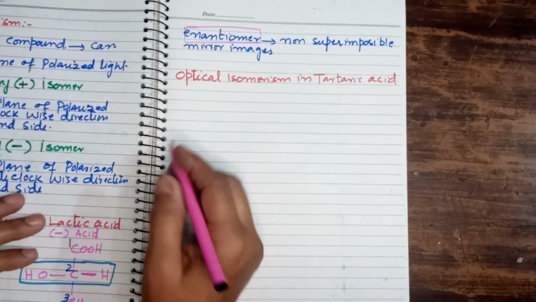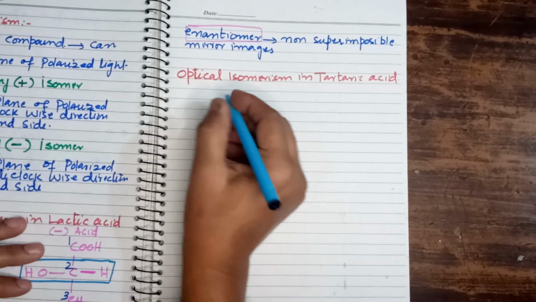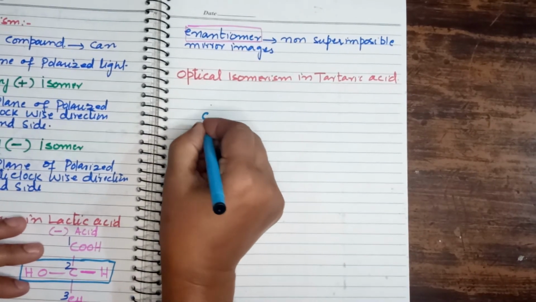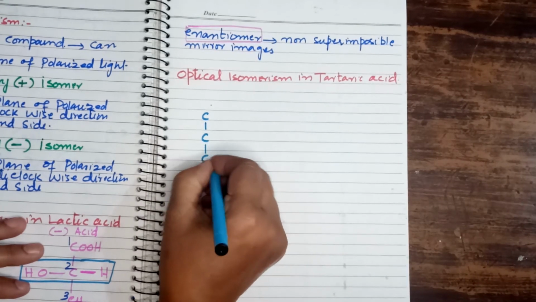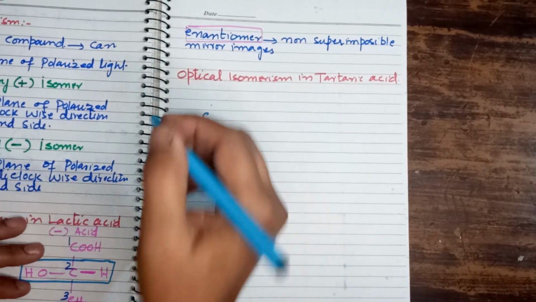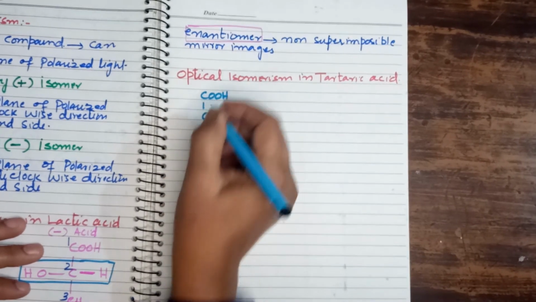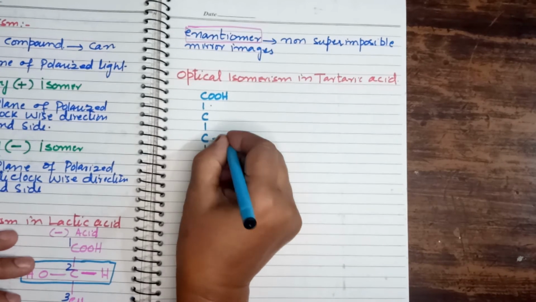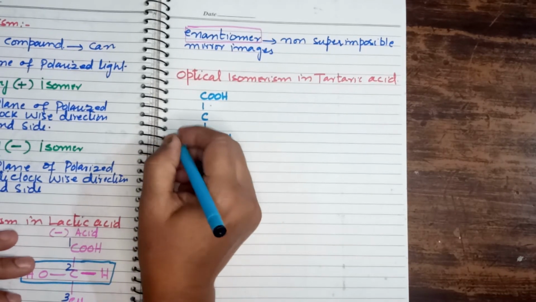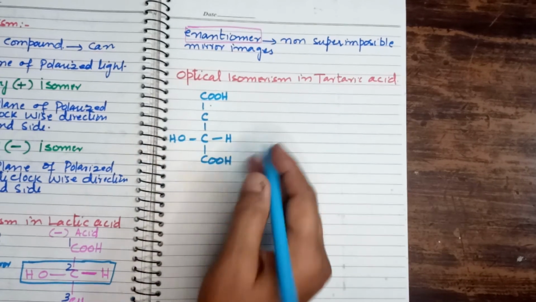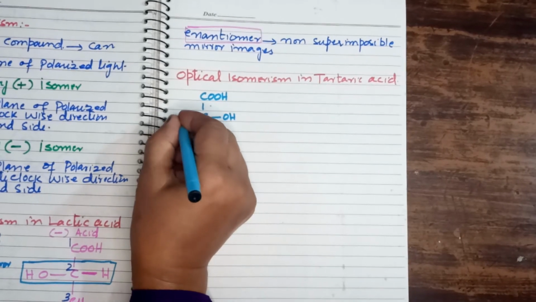What should be the structure of tartaric acid? Here we write its structure. We have 2 carbons here, and here we have a carboxylic group, and with carbon number 1, here we have another carboxylic group, right? In between the carbons, at this carbon we have a hydrogen atom on the right hand side and a hydroxyl group on the left hand side, right? And with the second carbon, here we have a hydroxyl group on the right hand side while a hydrogen atom on the left hand side.